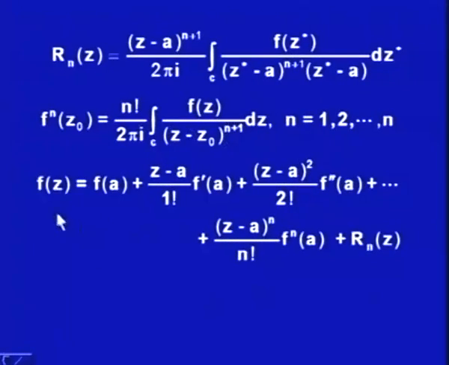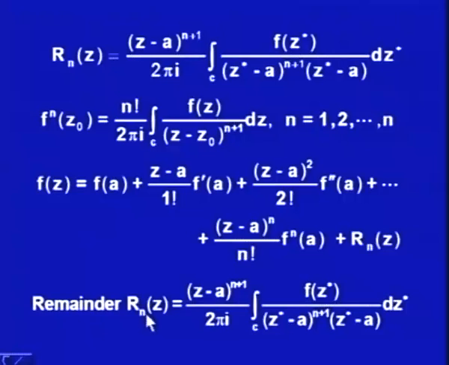Using this, one can write our expression as f(z) is equal to f(a) plus (z minus a) over factorial 1 times f dash a, plus (z minus a) square by factorial 2 multiplied by f double dash a and so on, and the last term is (z minus a) raised to power n divided by factorial n times f^(n)(a), plus the remainder term R_n(z).